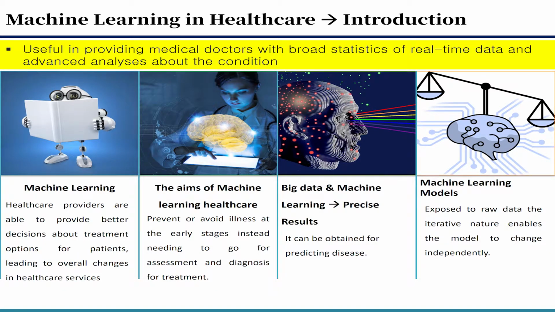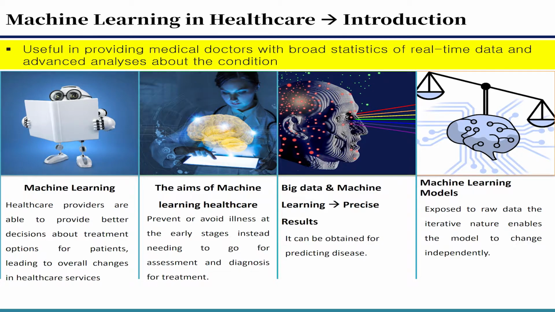So for example, you can see here they have machine learning in healthcare. With machine learning, healthcare providers are able to make better decisions about treatment options for patients, leading to overall changes in healthcare services. With the help of machine learning, the healthcare providers, that is the doctors, laboratories, and other healthcare stakeholders, are able to make better decisions about what kind of treatment is going to be best for a particular disease. So overall, there are changes there.